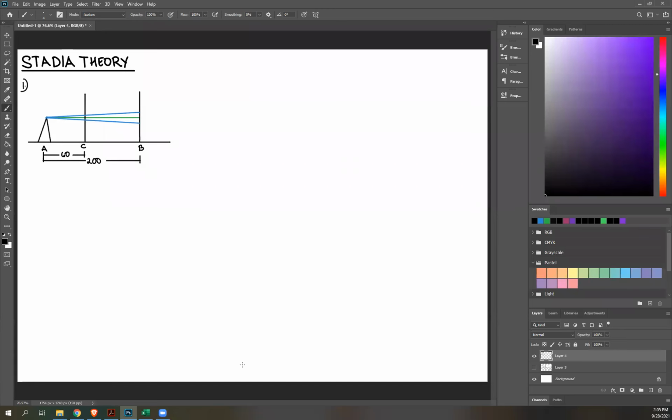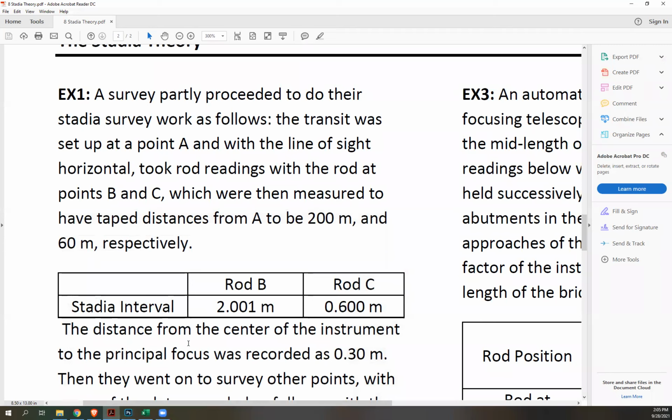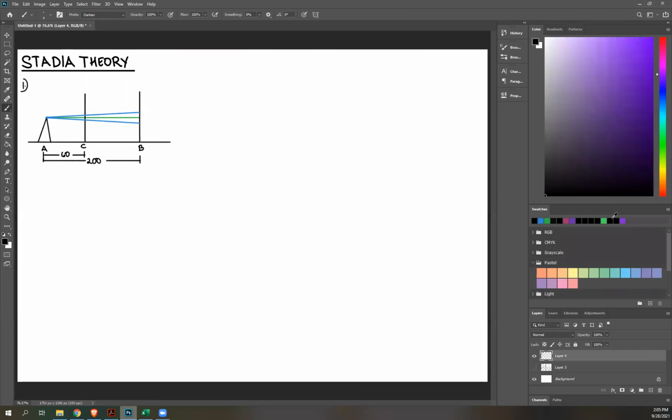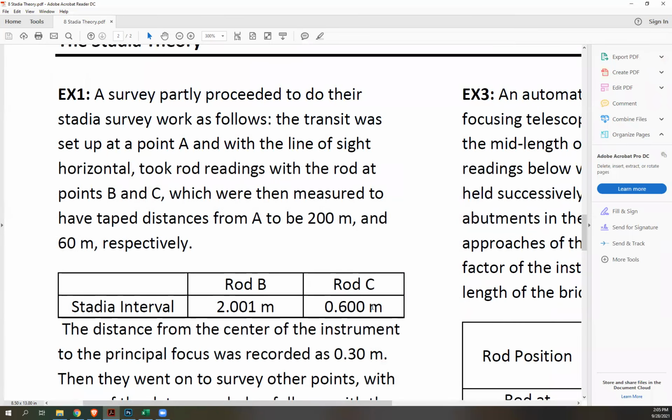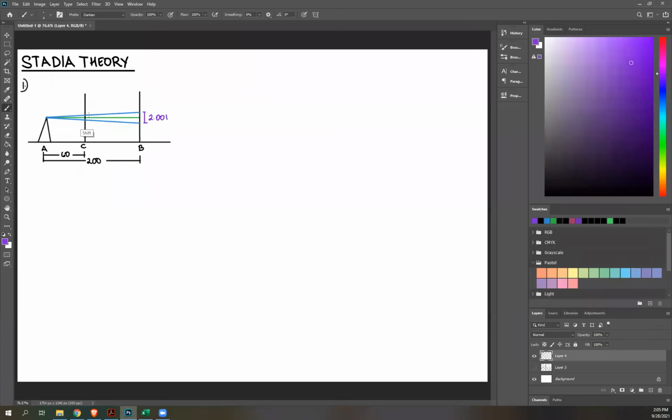Okay. What else? And then these are the stadia intervals. So stadia interval, again, that's the distance between upper and lower crosshair readings. So at rod B, that's 2.001. Okay, so that is here. Again, this is rod B. So this is your 2.001. Okay, this length. And then rod C, stadia interval is 0.6. So that's this one. 0.6. Okay.